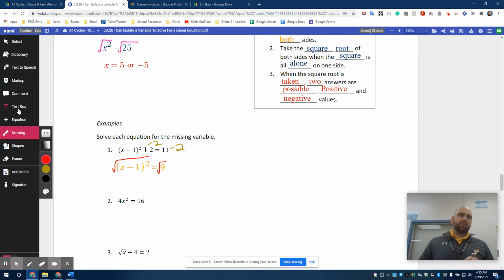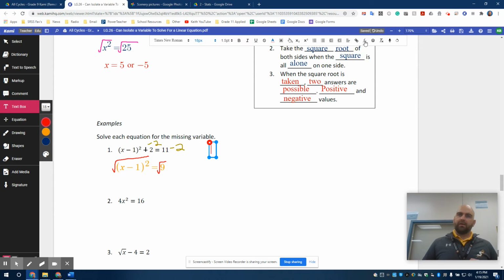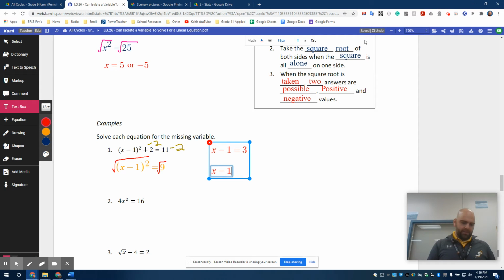And so what it now tells us is that when we do this, we could have two possible answers for us. So this one becomes two possible answers. What I mean by that is that we could have x minus 1 is equal to 3, or we could have x minus 1 is equal to negative 3. So it could be positive 3 or negative 3.